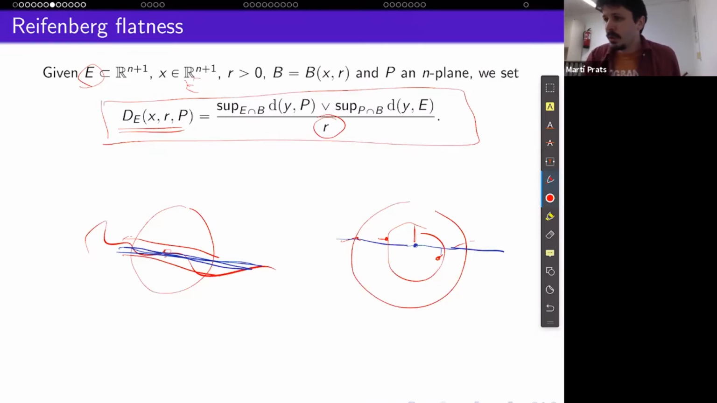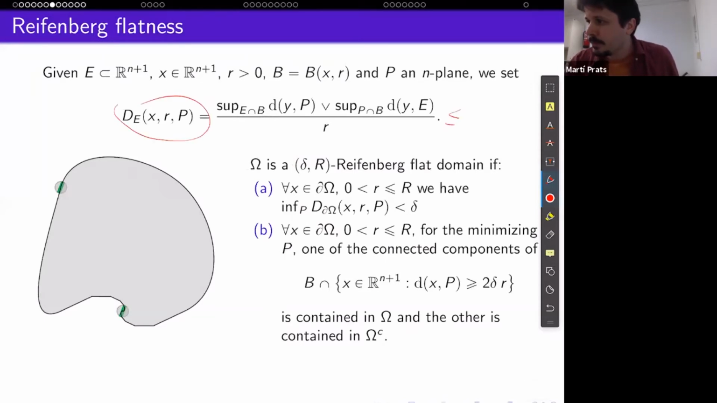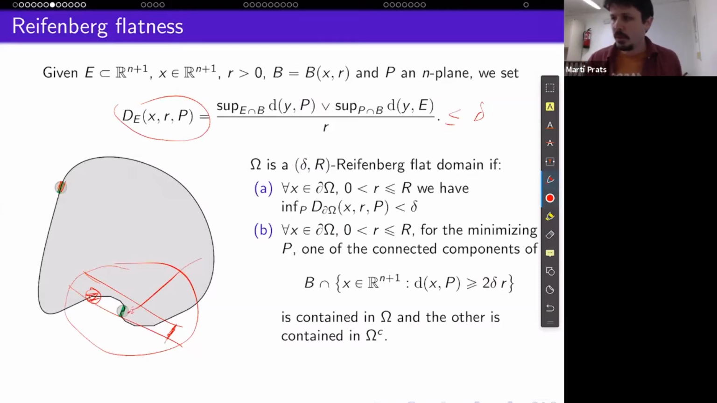Now let's move on. We say that a set is Reifenberg flat if it satisfies this condition, and that this is small, smaller than delta. And in general, for domains, we say that the domain is delta-Reifenberg flat if the following happens. For every point in the boundary, and for every radius, the ratio between this and the radius of the ball is smaller than delta.